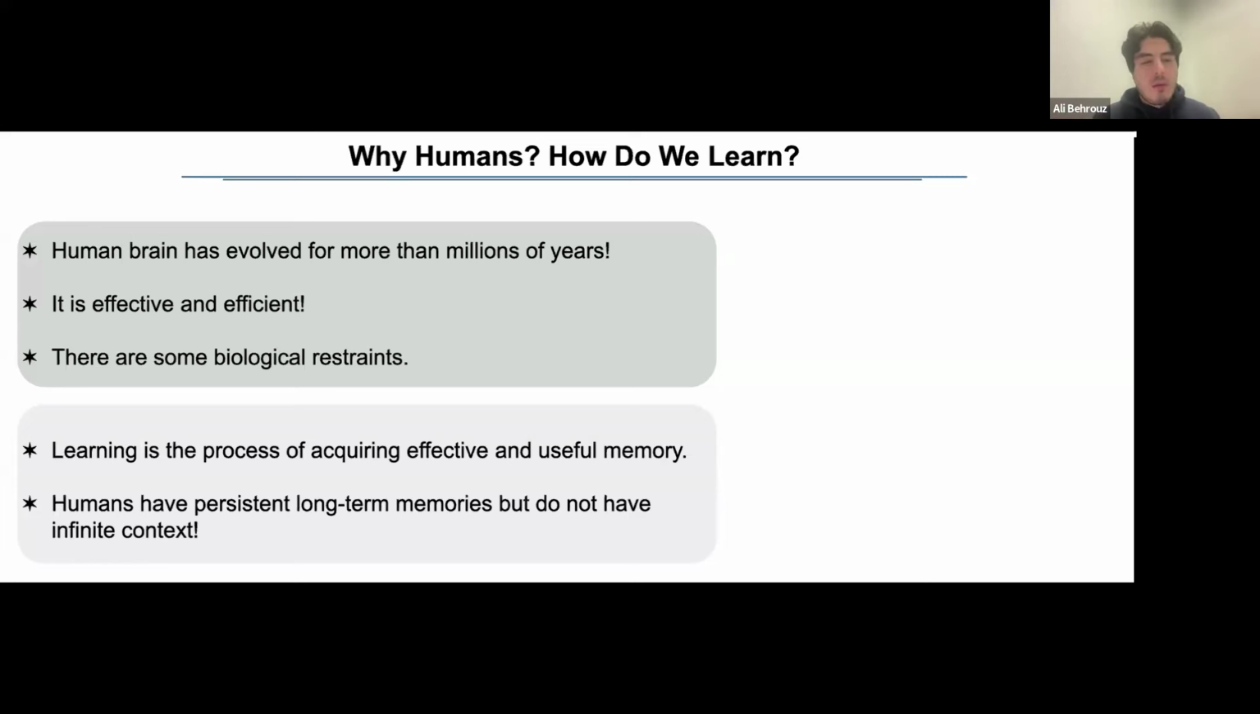And actually, if we think about that, we can see that all of them are some biological restraints. We are slow in some operations because of biological restraints that are not actually architectural restraints. So the architecture and how the brain learns could be a great source of inspiration for us. And again, this process would be based on the two assumptions that I mentioned: memory is a neural update, and learning is a process of acquiring effective and useful memory.